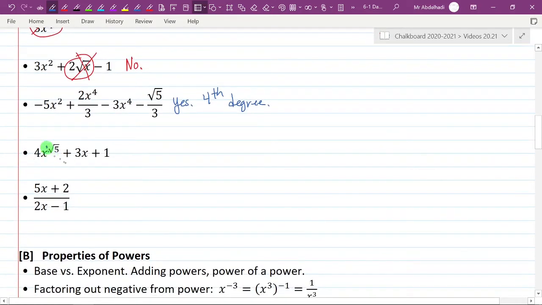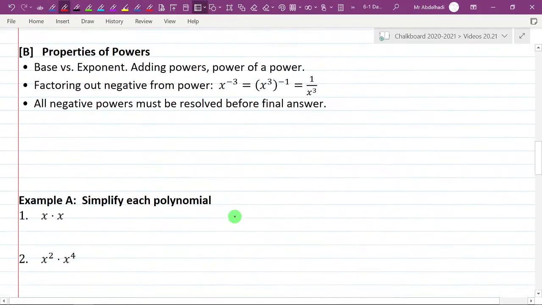How about here? Well, the power of x is not a whole number. Square root of 5 is not a whole number, so right away this disqualifies the whole thing, and this is a no. And now finally over here. Well, on the top we have 5x to the first power, which is fine, and 2, which is fine. This is 2x to the 0, right? So that's all good, but the problem is we do have an x down here in the denominator, and anytime your x is in the bottom of a fraction, it's equivalent to having a negative power. So this is a big fat no.